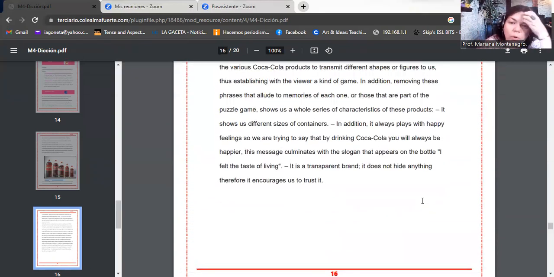Well, so I hope that you will be able to do this task. First, please read all the theory and then choose any ad of your preference and write about it and explain to me what the ad wants to convey, wants to communicate. Okay, well, that will be all.